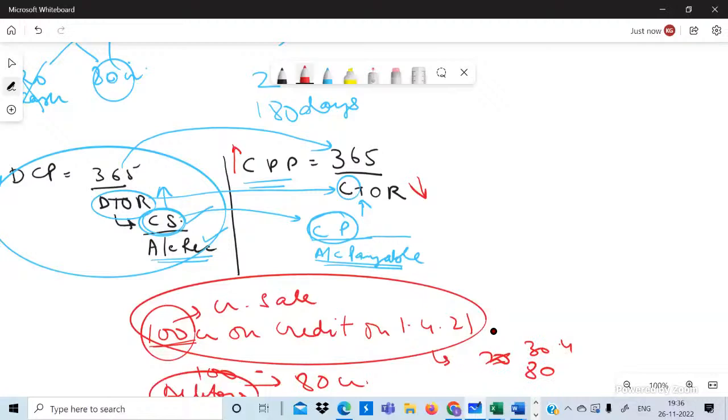So if I don't get anything from you or there is no bad debt, then in that case, your credit sale and debtors will be the same. But if something has happened in the middle, then the figures could be different.